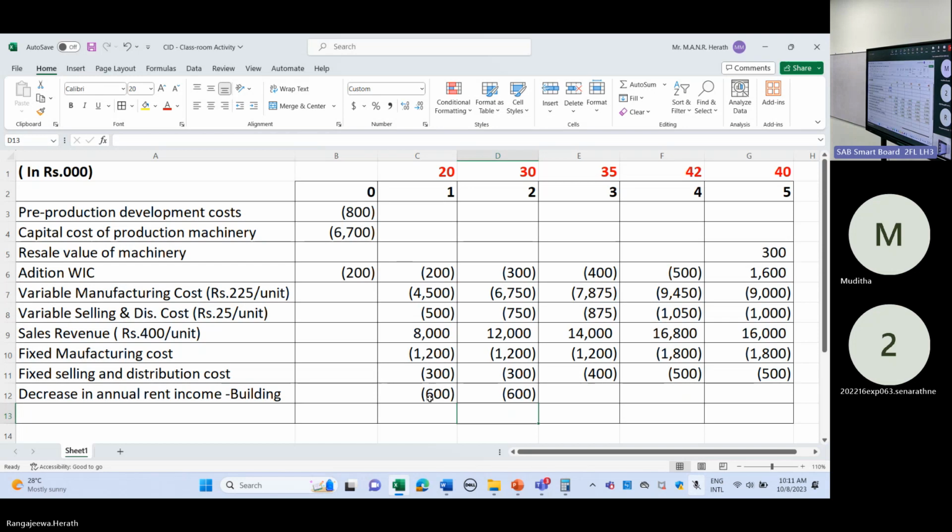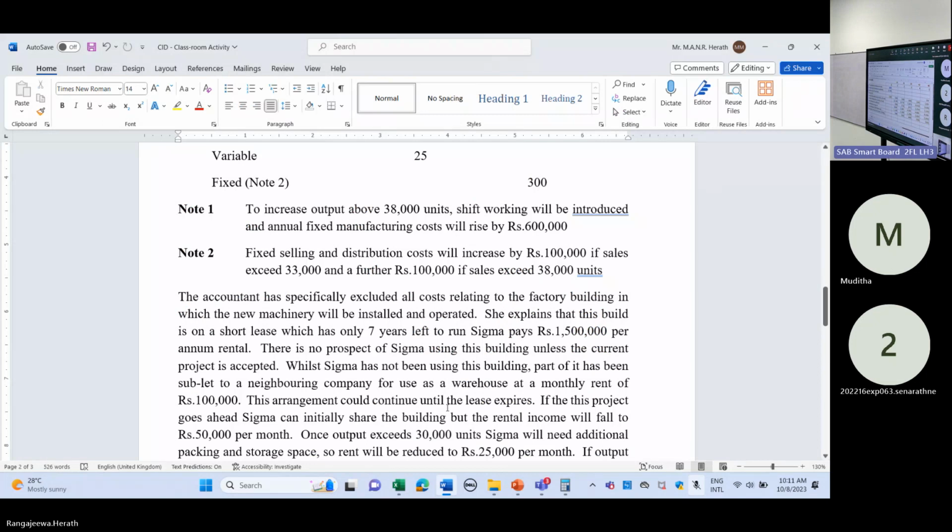That is the cash outflow. When output exceeds 30,000, rent will reduce to 25,000. That means we lose three-quarters, 75, of the 1.2 million. Of the 100,000 we earned per month, now we get only 25,000. So we are losing 75, and 75 into 12 is 900,000.